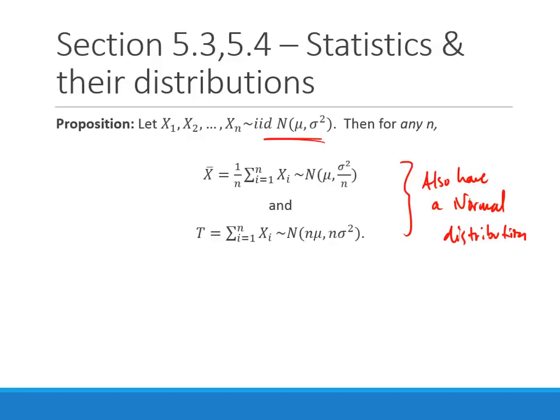So before, I'm saying what the mean and variance is, but I'm not saying anything about the distribution of x bar and t. Here, if x1 to xn are normal to start with, then the sampling distributions are also going to be normal. A slightly stronger statement. So here I'm actually saying what the distribution of these things are.